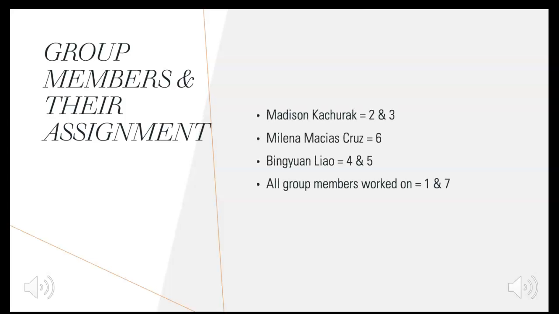Group members and their assignments. Madison was in charge of slides 2 and 3. Milena was in charge of slide 6. Binghuan was in charge of slides 4 and 5, and all group members worked on slides 1 and 7 together.